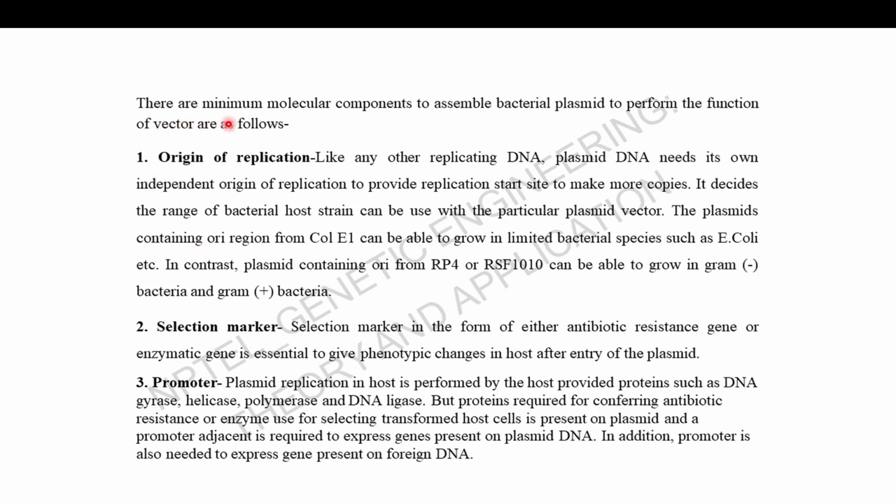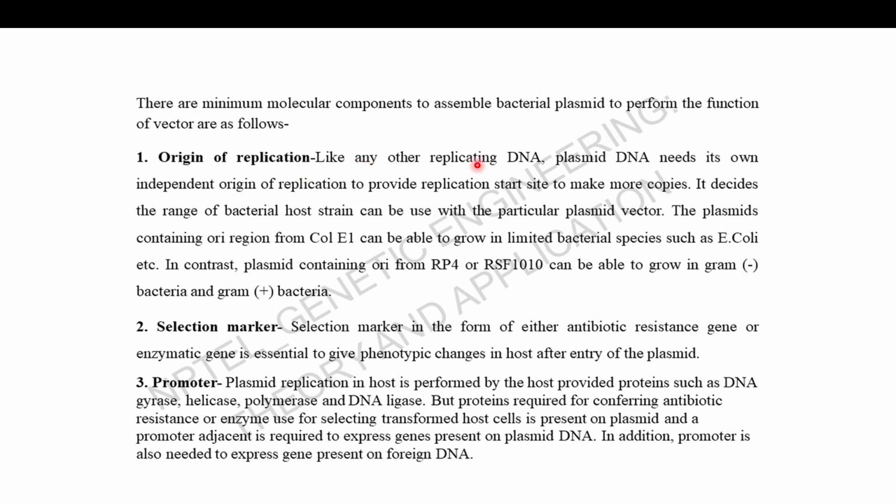Now, there are certain minimum molecular components needed to assemble a bacterial plasmid to perform the function of a vector. What things should a particular vector have? It should be small in size. It should have multiple cloning sites that we were seeing. It should also have an origin of replication, definitely, because otherwise how can we talk about copy numbers? If there's no specific site to replicate and make multiple copies of itself, it won't really serve the purpose.